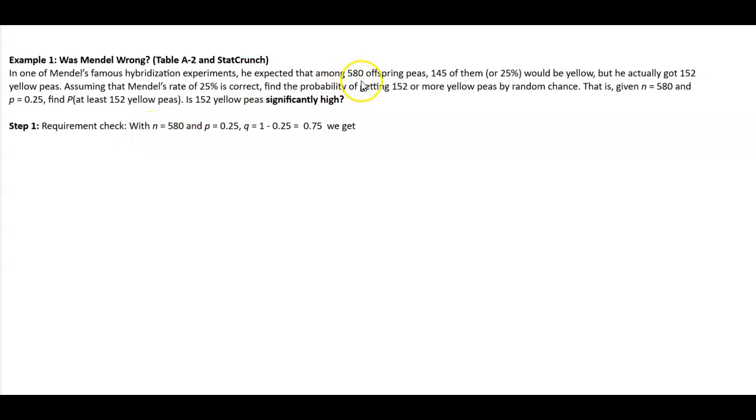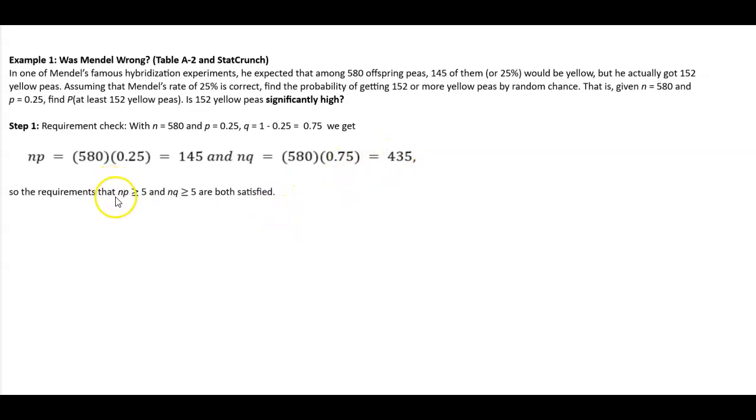First, we know that n is equal to 580, since that is the sample size. We know the probability p is 0.25, and then we find q, which is 1 minus 0.25, which gives us 0.75. So n times p is 580 times 0.25, which gives us 145, and n times q is 580 times 0.75, which gives us 435. So the requirements, that n times p, which is 145, is greater than or equal to 5, and n times q, which is 435, is greater than or equal to 5, are both satisfied.